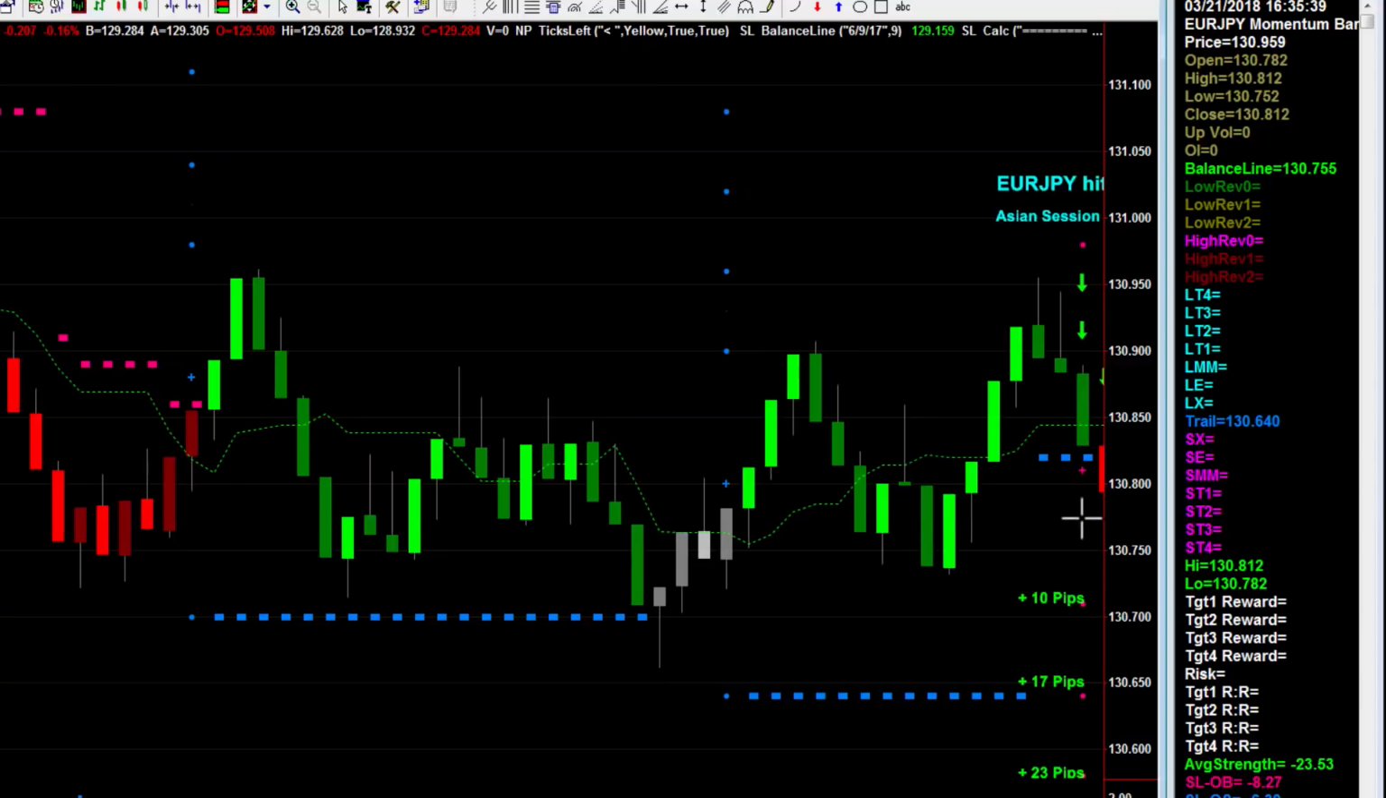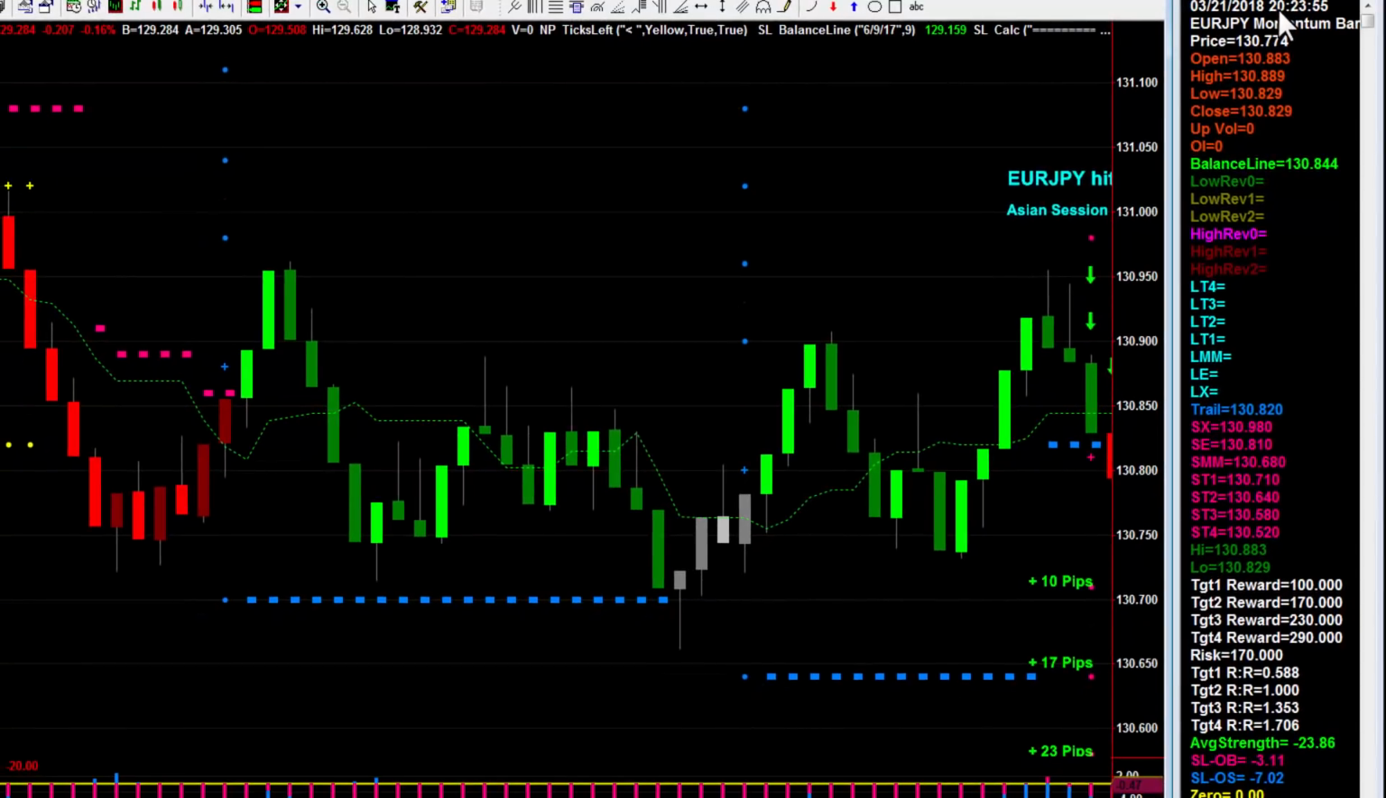The first trade comes right here, and it's at 20:23. That's 8:23 New York time. Gets short at 130.81. You can see your targets. You can see how much you're risking, where your stop is. It's all here for you.